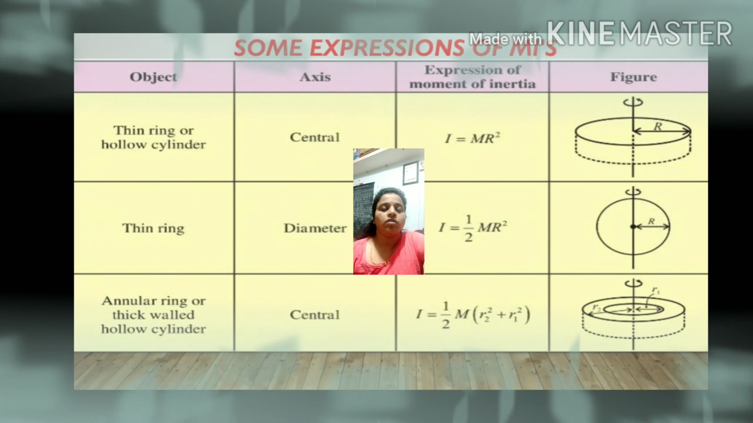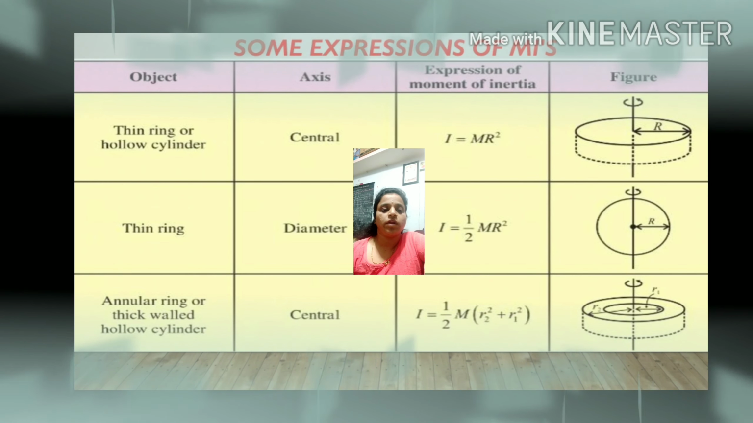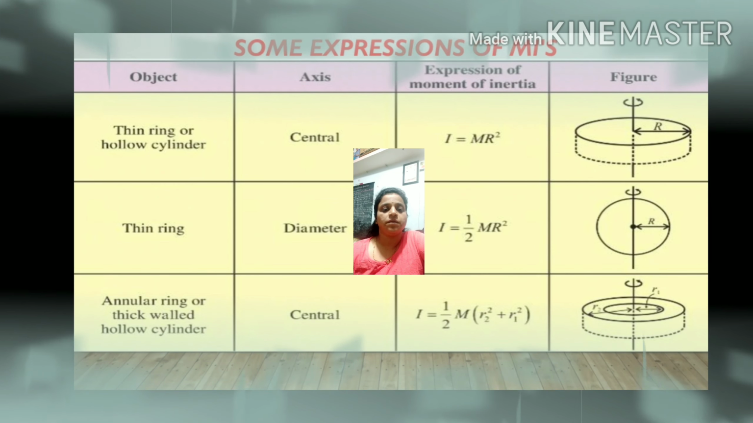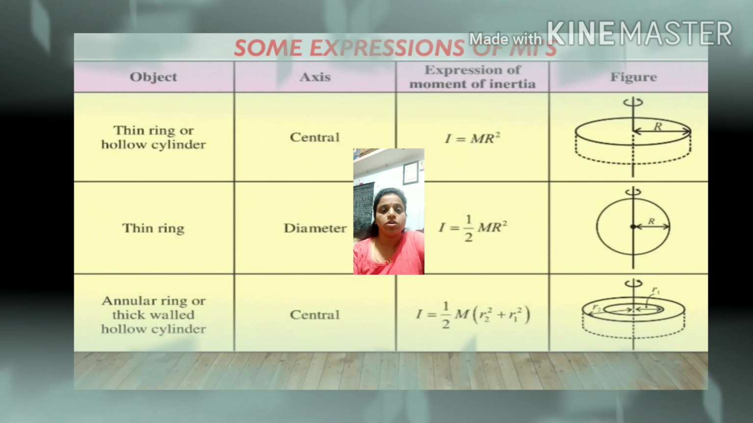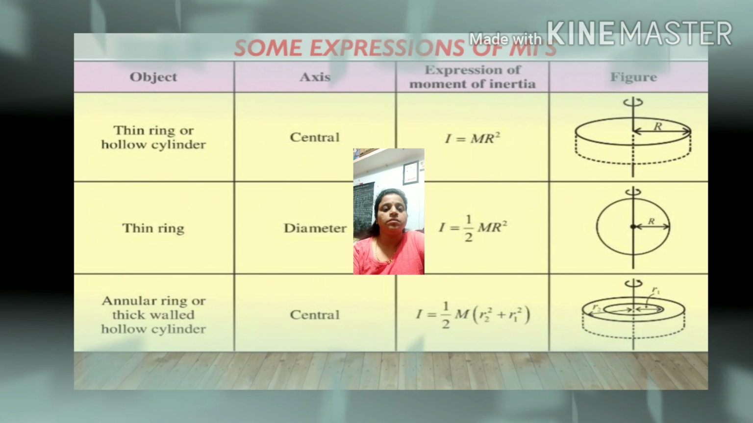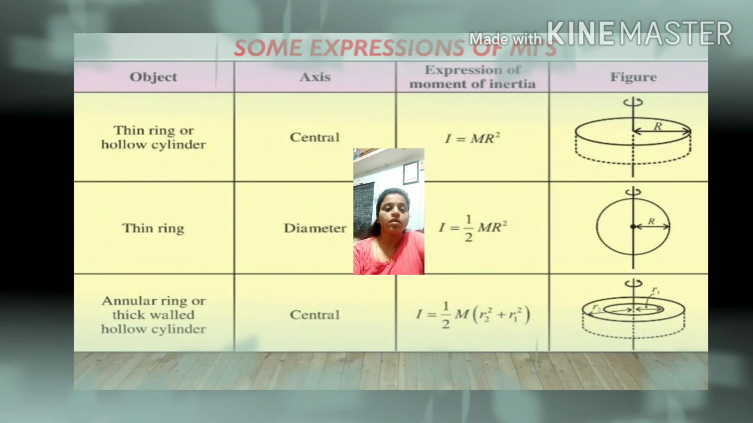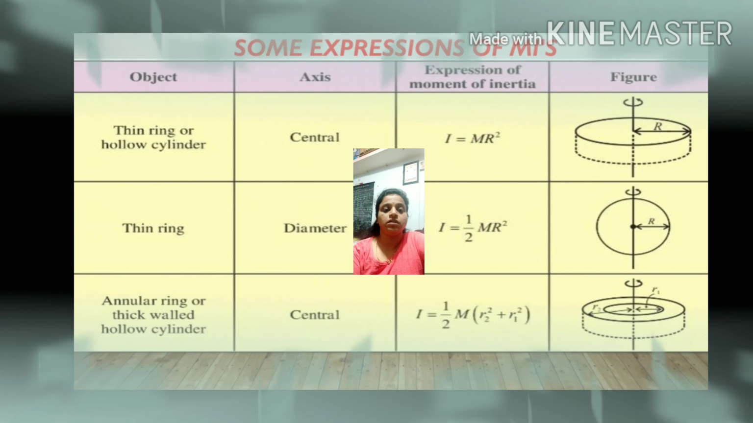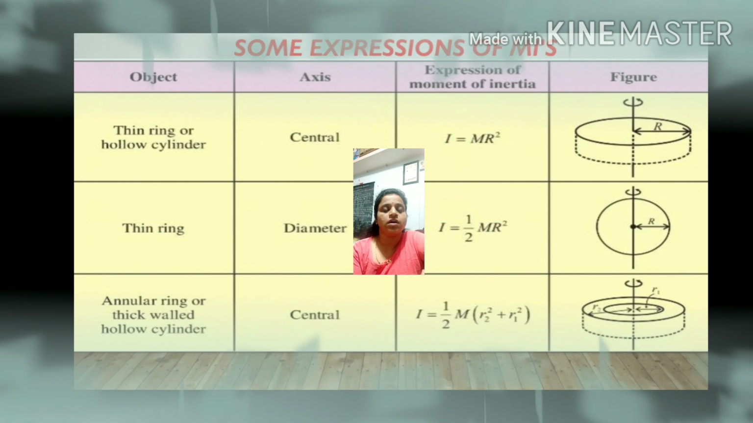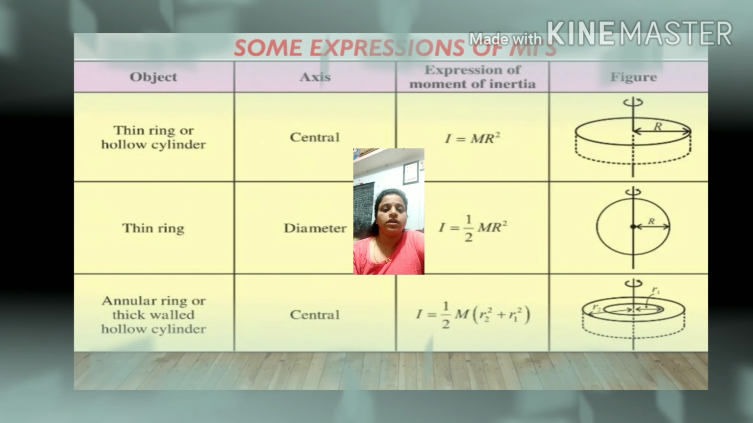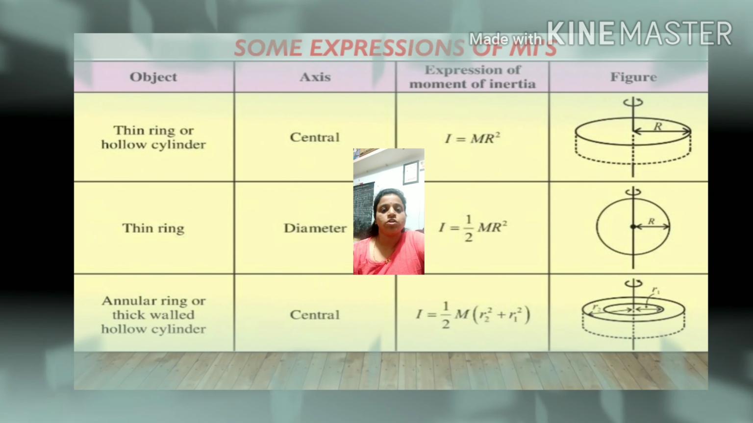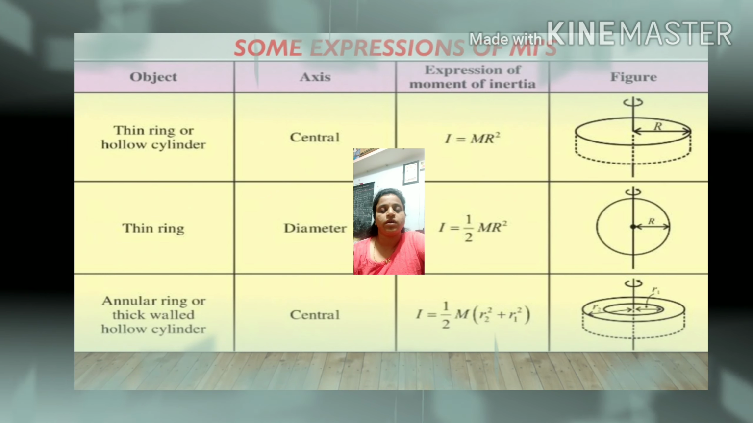Okay, now we are going to see some expressions of moment of inertia. In the first column there are objects, in the second column the axis of rotation, in the third column the expression of moment of inertia, that is the formulas, and in the last column there are figures. The first object is a thin cylinder, thin ring or hollow cylinder. Both have the same moment of inertia. They are rotating along the axis passing through the center, and their expression is I is equal to mr square. The figure is there.